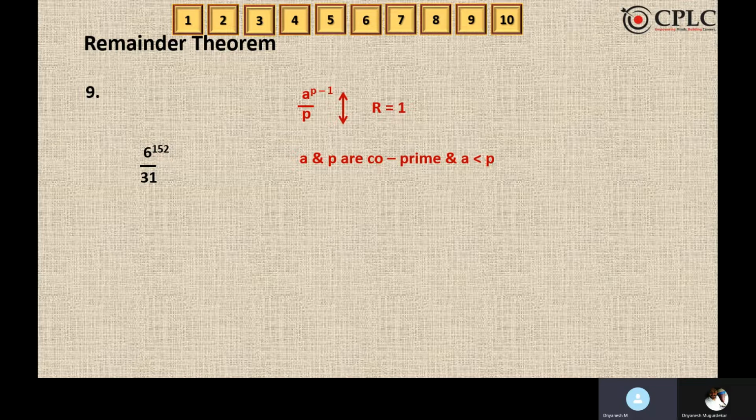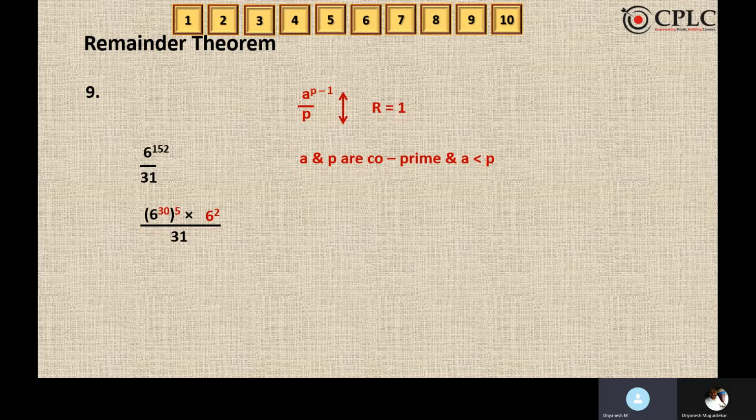Now, how do we first of all understand that? If you observe our question, p is 31. That means p minus 1 should be 30. So 152 we have to write as a multiple of 30, which is not the case. But the nearest number to 152 which is a multiple of 30 is 150. And that is where the adjustment comes into the picture. So the power 152 can be adjusted as 6 raised to 30, the whole raised to 5, into 6 raised to 2, laws of indices purely, the whole thing divided by 31.